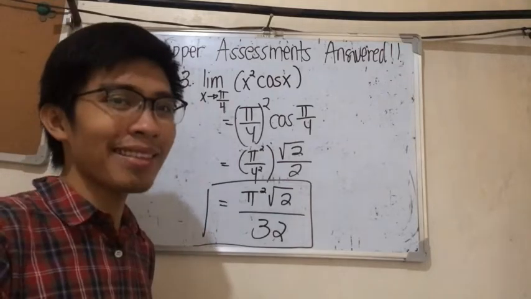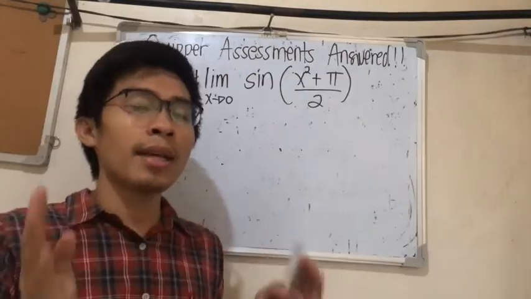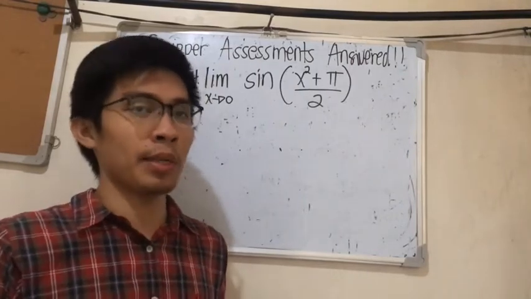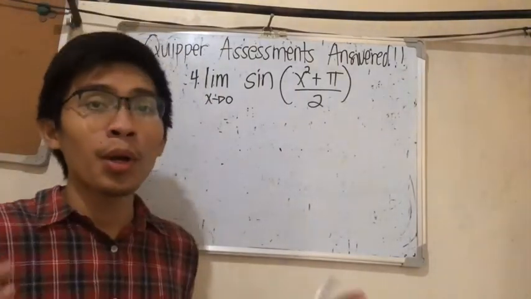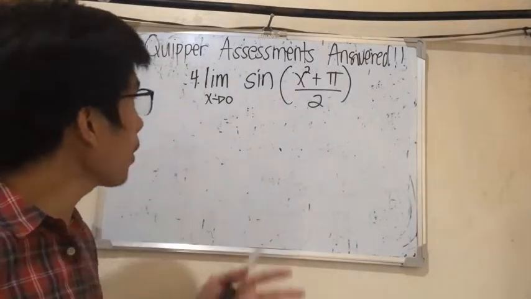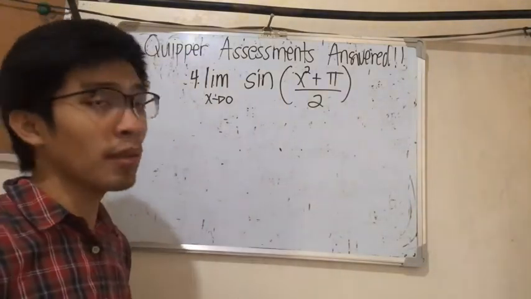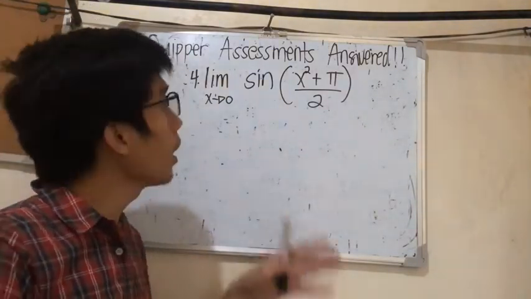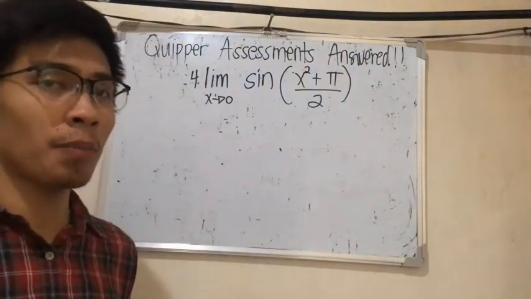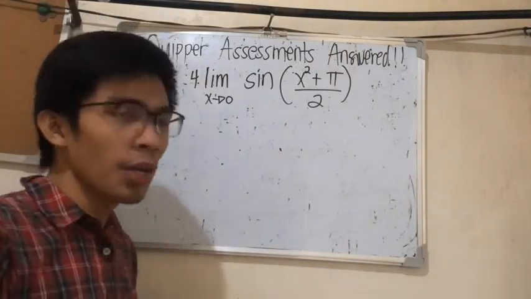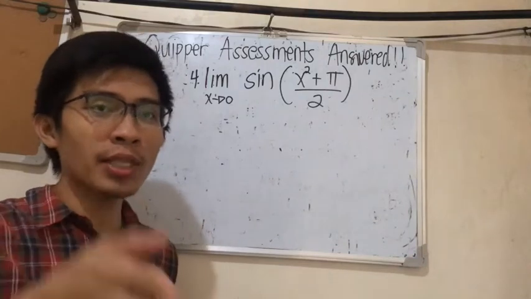Did you get it right? That's great! Let's continue answering the Quipper assessment. We are down to problem number 4. And our problem is the limit of sine of the quantity x squared plus pi all over 2 as x approaches 0. You may pause the video for now to answer it on your own.